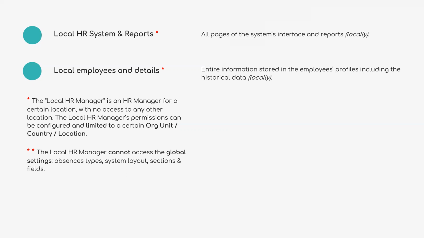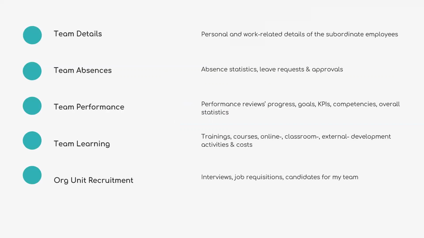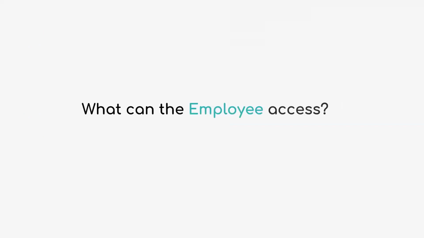That's important to understand. So going further, what can the team manager access inside of Lanteria HR? The team manager or org unit or department manager can access the team details, absences, performance, learning, and also manage the organizational unit recruitment. So if I want to create a job opening for my organizational unit, I can do that. In reality, first the HR manager will have to accept this job opening, but I can request the job openings for my department.